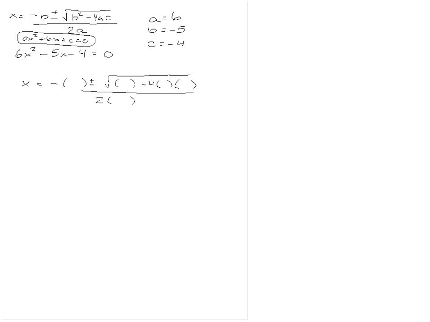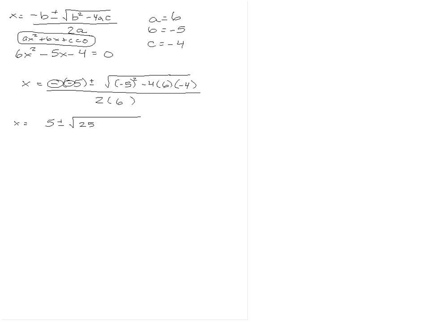So the opposite of B is -5, plus or minus B squared, minus 4 times A times C, all over 2 times A. All I did was plug in the numbers. Now, that gives me 5, because 2 negatives make a positive, plus or minus, -5 squared is 25.